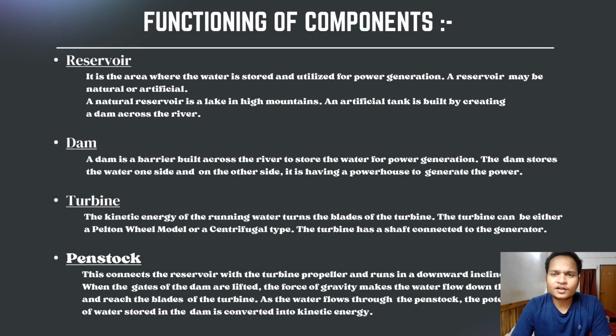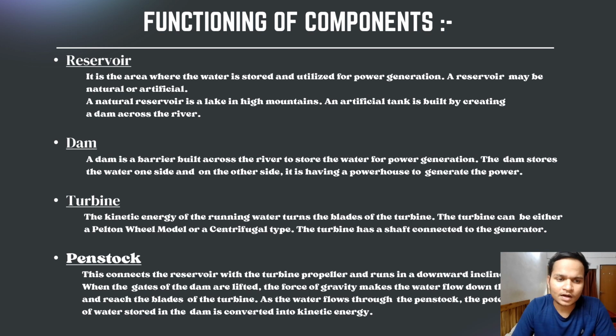Now, we will see the functioning of each component. Reservoir. It is the area where the water is stored and utilized for power generation. A reservoir may be natural or artificial. A natural reservoir is a lake in high mountains, and an artificial tank is built by creating a dam across the river. Dam. A dam is a barrier built across the river to store the water for power generation. A dam stores the water on one side, and on the other side it has a powerhouse to generate the power.